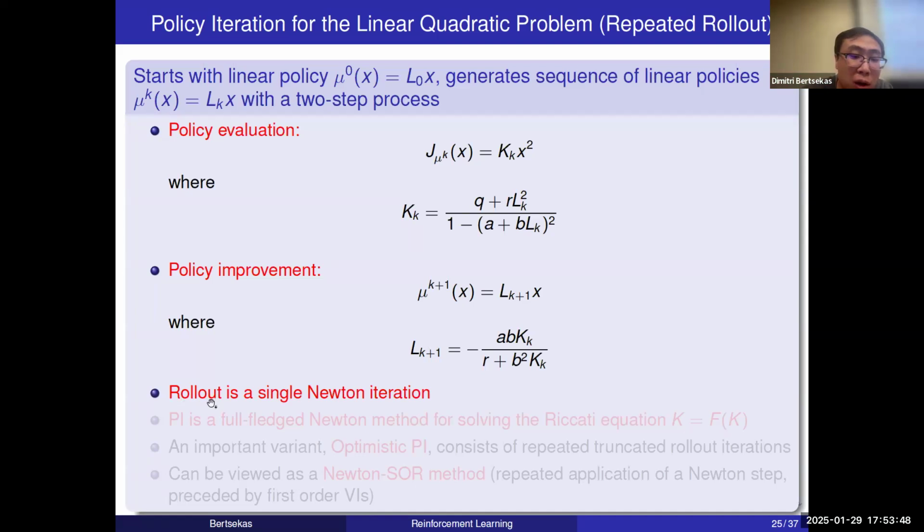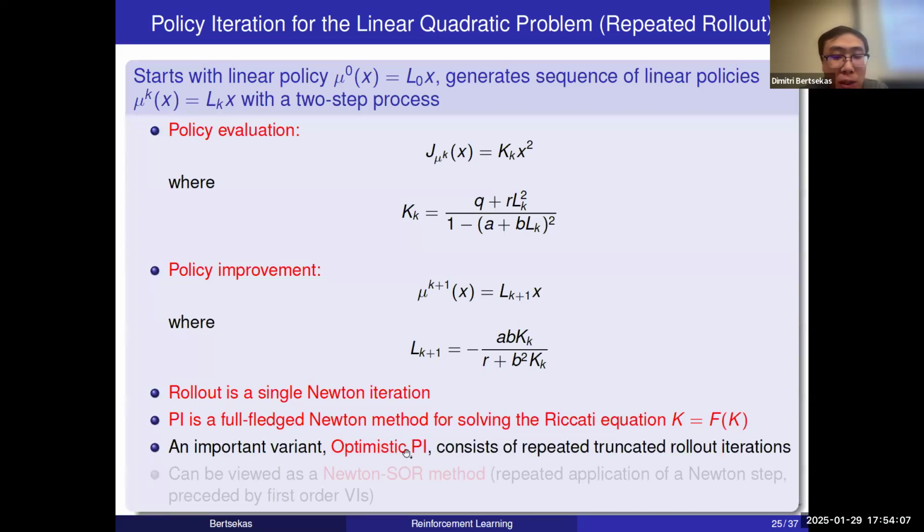As a result, rollout is a single Newton iteration, and policy iteration is the full-fledged Newton's method for solving the Riccati equation. Again, starting from the cost function of some policy, you get the cost function of the improved policy.